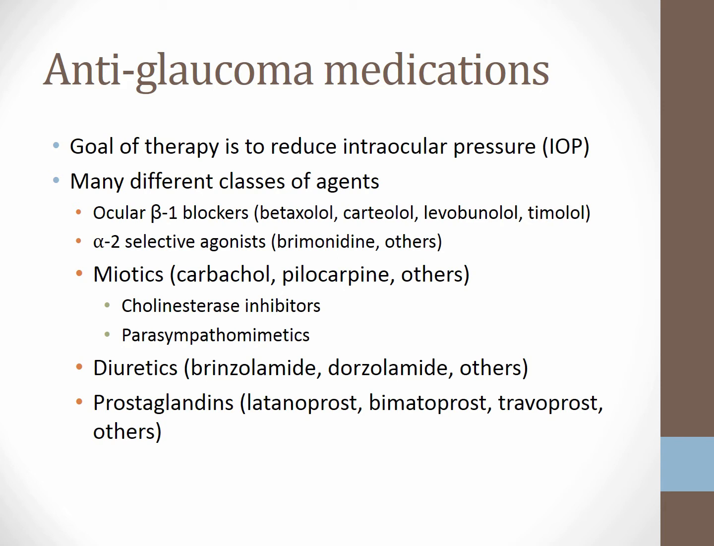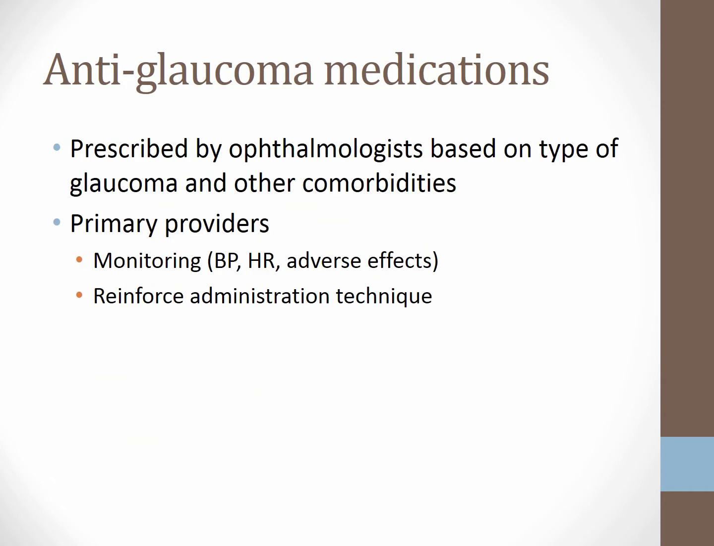So there's a lot of different classes of agents: ocular beta blockers, alpha-2 selective agonists, miotics, diuretics, and also prostaglandins. As primary care providers, you should be able to recognize an anti-glaucoma medication that a patient is taking, but really these are going to be prescribed by ophthalmologists based on the type of glaucoma that the patient has and other comorbidities. So as primary care providers, your role is just to monitor for adverse effects.